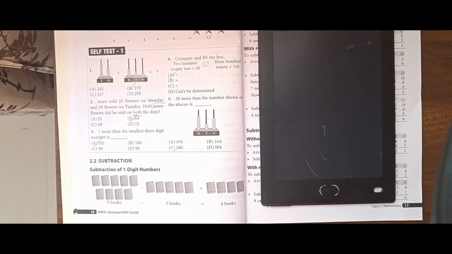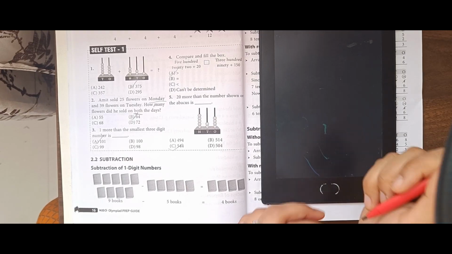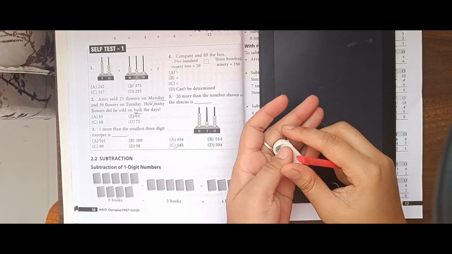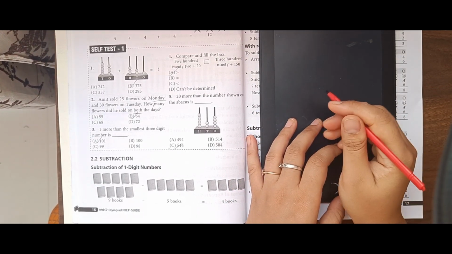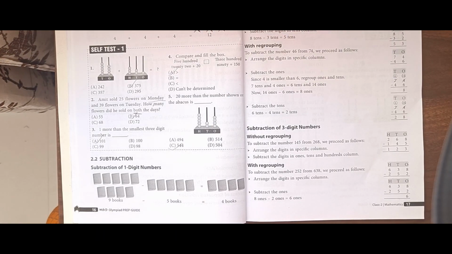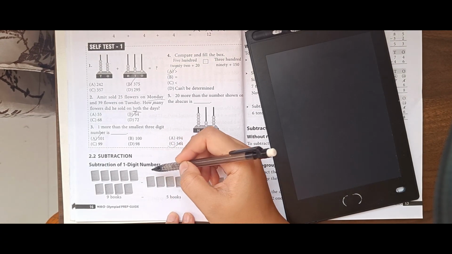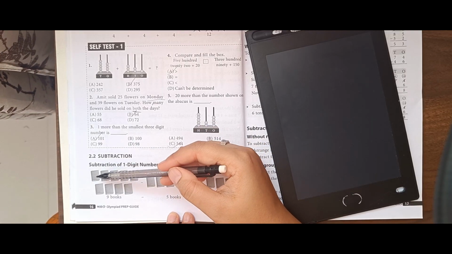Hello kids, did you know how to subtract 34 minus 43? Today we will learn how to subtract 1-digit numbers, 2-digit numbers, 3-digit numbers. So let's start. Subtraction of 1-digit number. Here how many books, kids?